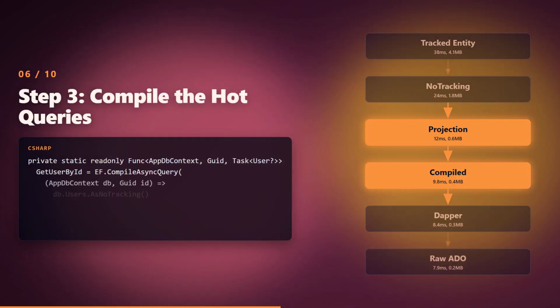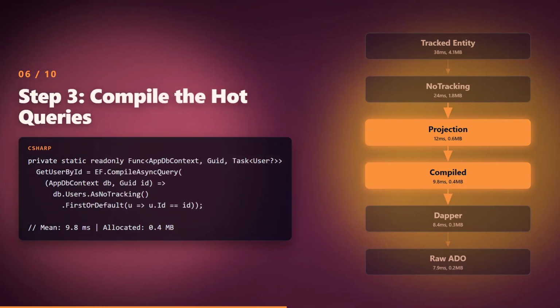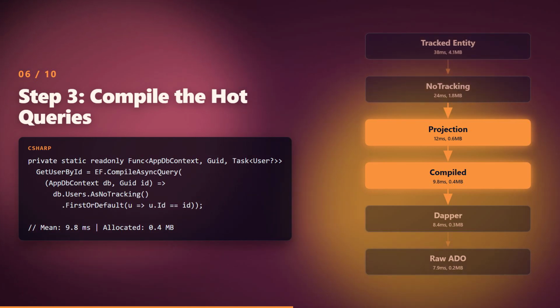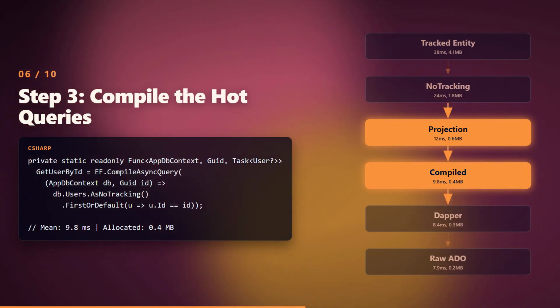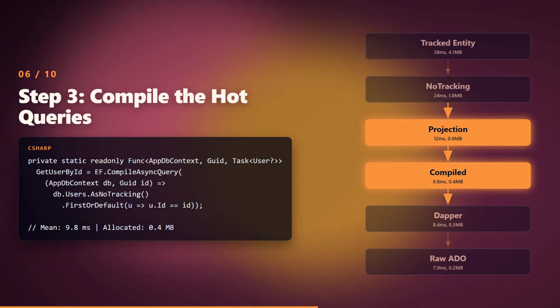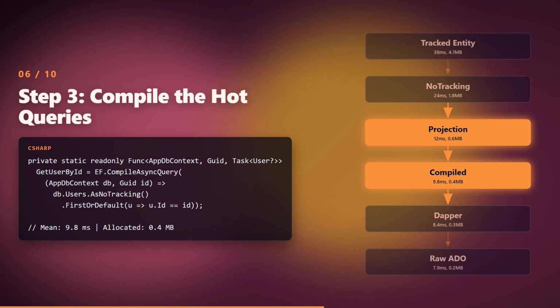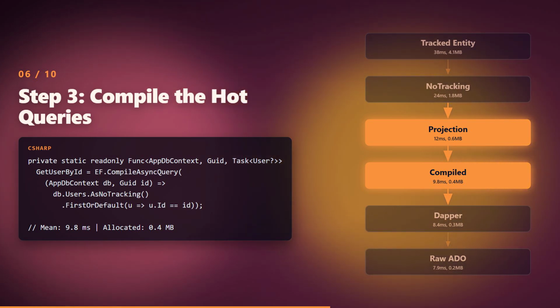For queries you run 1000 times a second, precompile the LINQ expression. EF.CompileAsyncQuery removes the translator overhead from the hot path. 12 milliseconds becomes 9.8. Most of the remaining gap to Dapper, with full EF type safety.